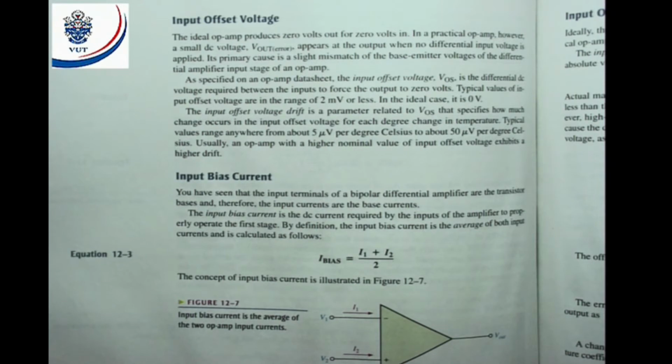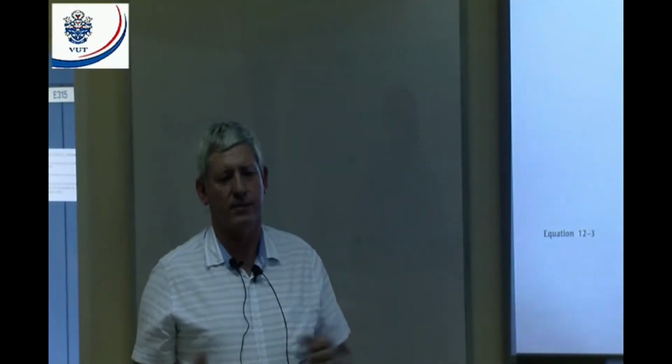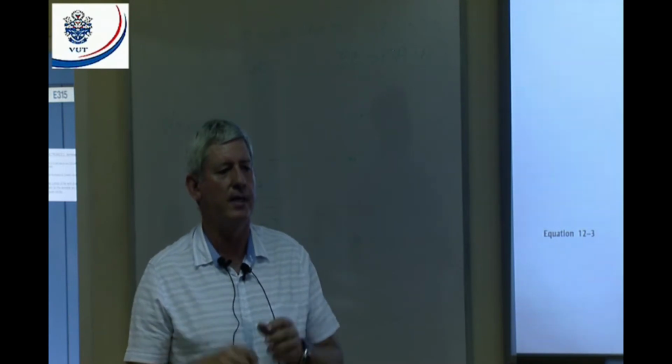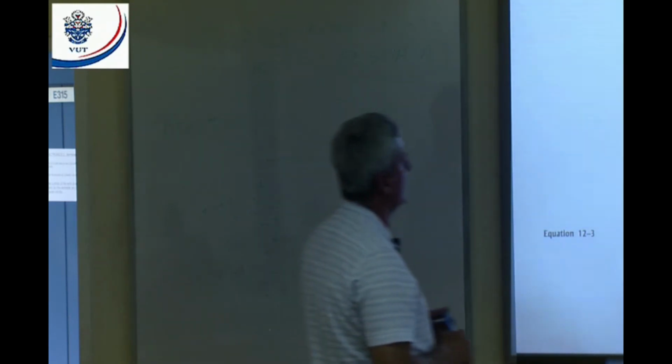Input offset voltage drift is a parameter related to VOS that specifies how much change occurs in the input offset voltage for each degree change in temperature. Typical values range anywhere from 5 microvolts per degree Celsius to about 50 microvolts per degree Celsius. Usually an op-amp with a higher nominal value of input offset voltage exhibits a higher drift. All right. That means we don't want it, but it exists. And that is due to the base emitter voltage mismatch.